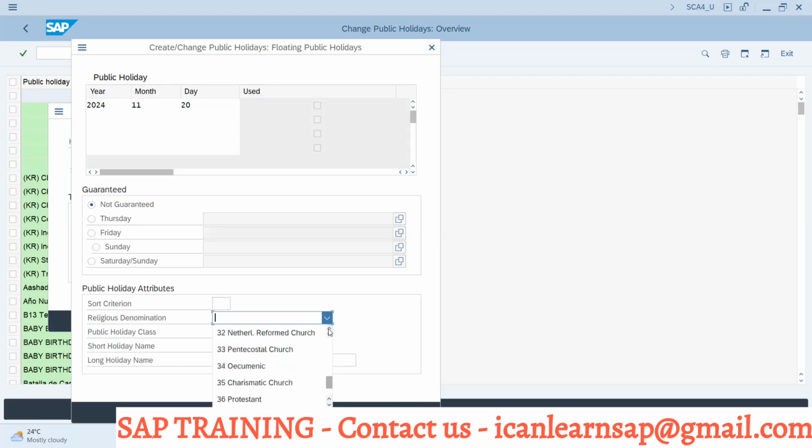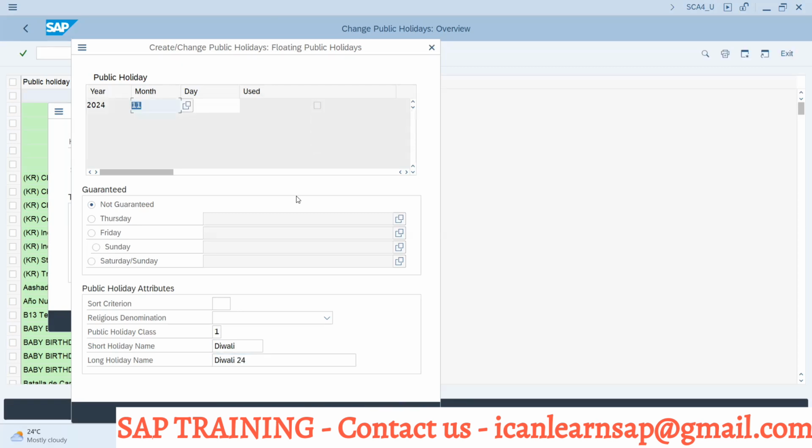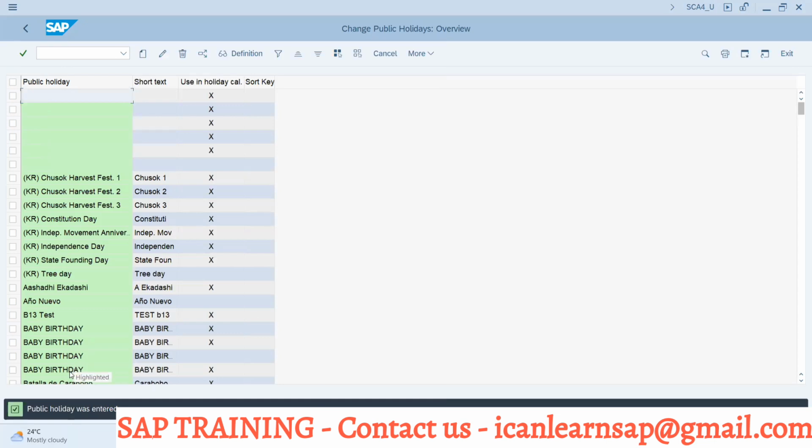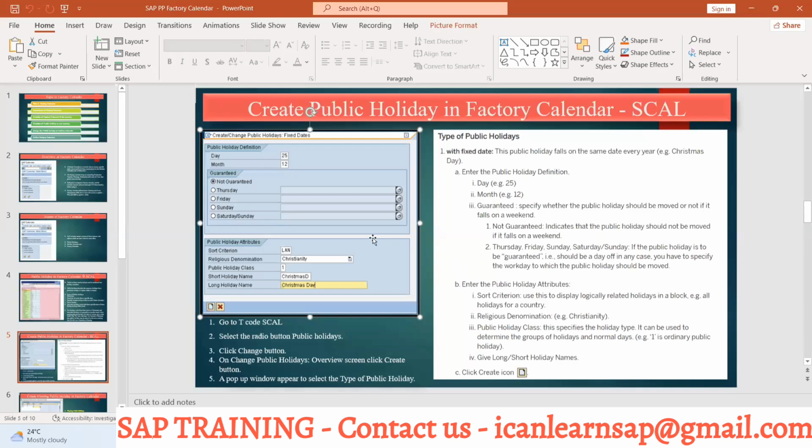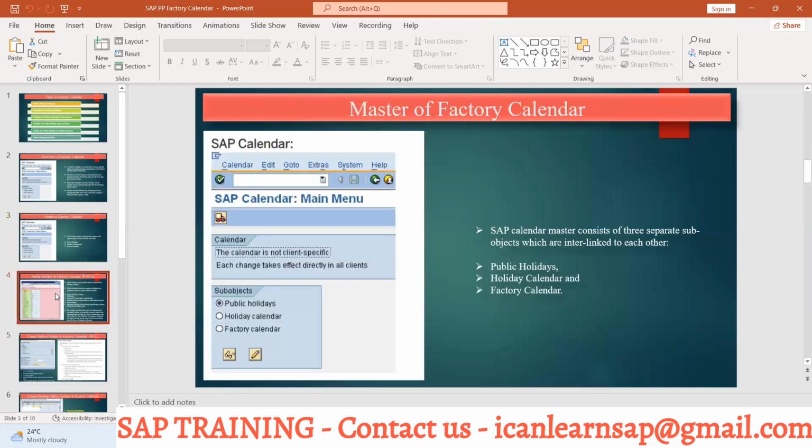As per which religion it is, which holiday it is, we can mention over here. And here we can mention the name, Diwali 24, and we can insert that date. Clear? So the public holiday Diwali has been created. Do you understand what the different types of holidays we can create are, either fixed date or floating date? Clear? Any question up till now, team?